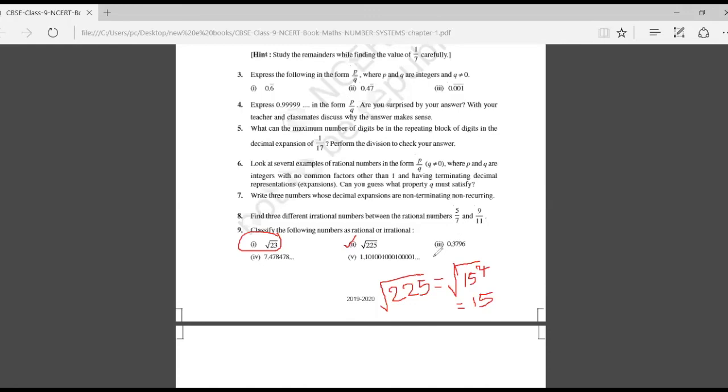Chris Matthew, what is the third one's answer? Chris is not there? Okay. Shivang, okay. Tarun also, okay, no problem. Sir, the third one is a terminating decimal. That's why it's a rational number. Very good. This is also rational.